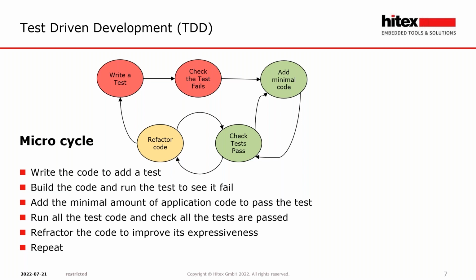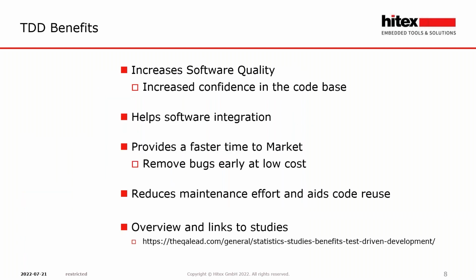So at the end of our project, we now have a large amount of software tests that we can use for regression testing on future development of the project. So overall, there's been quite a wide adoption of this process in other areas other than embedded software. And various studies found that it does increase software quality. Over time, it helps with software integration. It also helps us get a faster time to market.